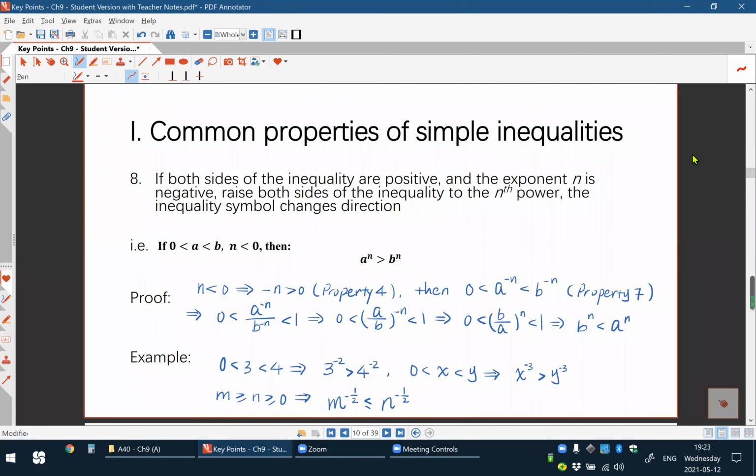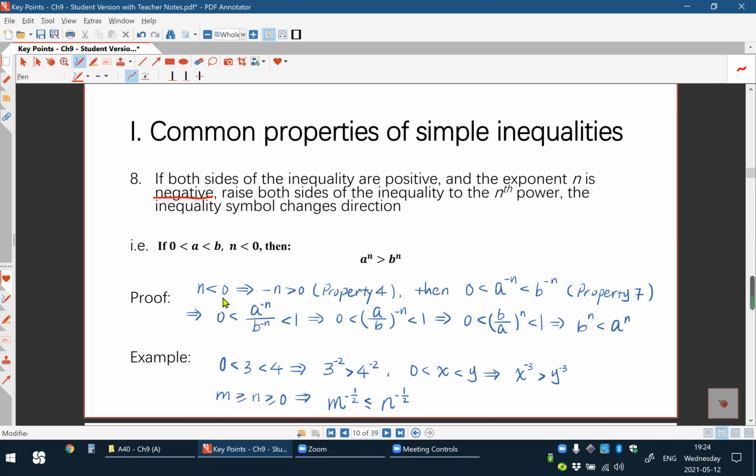Property 8. If both sides of the inequality are positive and the exponent n is negative, okay? So this time the exponent is a negative number. Raise both sides of the inequality to the nth power. The inequality symbol changes direction. Okay. How do we prove this property?